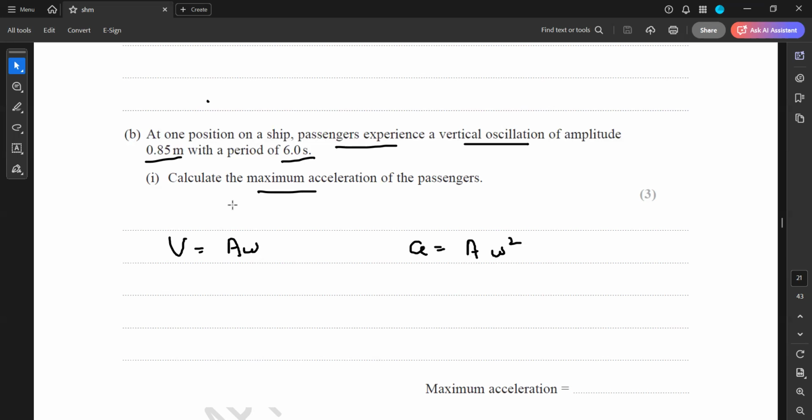How to work out omega? You have the time period. Omega is equal to 2 pi f, and frequency is the reciprocal of the time period. So I can also say omega is equal to 2 pi divided by T. What is capital A representing? Capital A is representing amplitude.